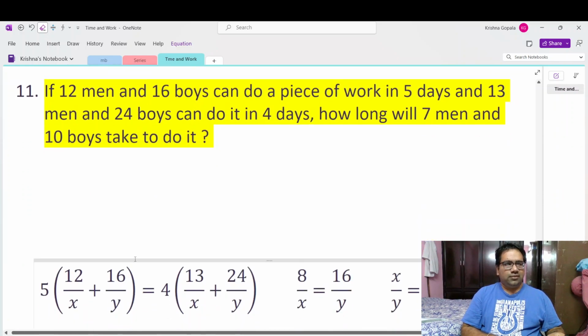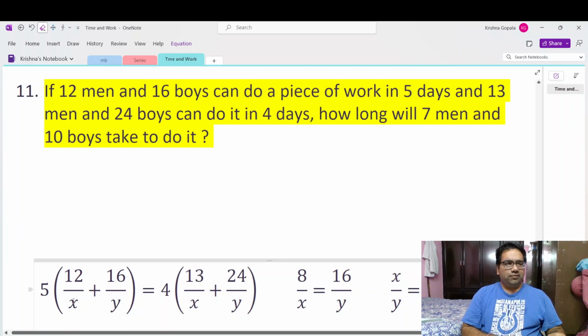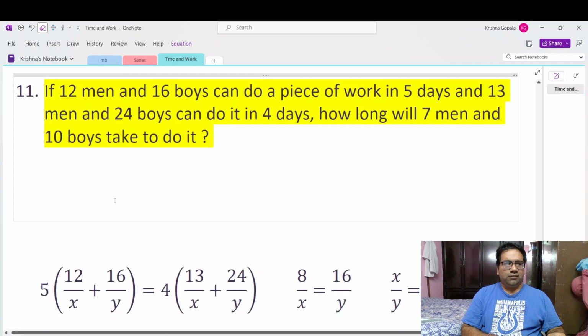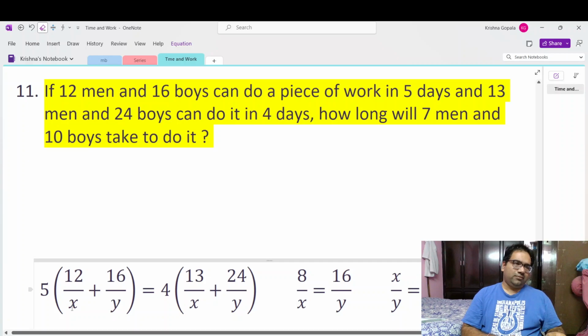Let's start like this. So this 12 men, x is the number of days. We are assuming one man will do this entire work. If it is x days, then they are doing daily 1 by x amount of work. Okay. So now 12 men daily 1 by x amount of work. If they work for 5 days, it would be 5 into 12 into 1 by x.